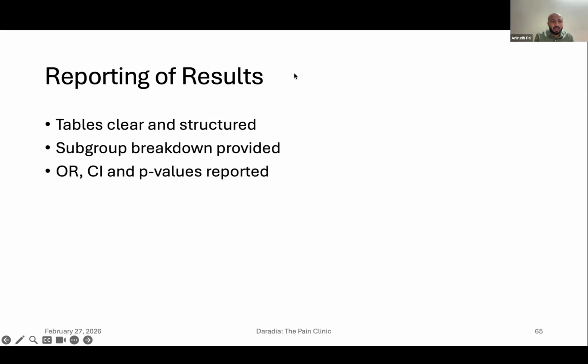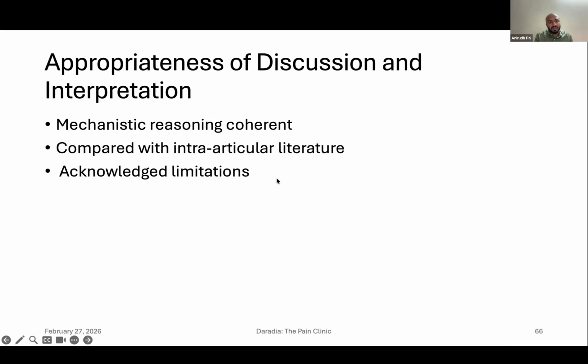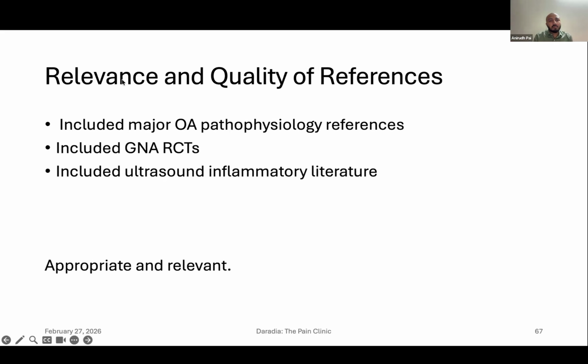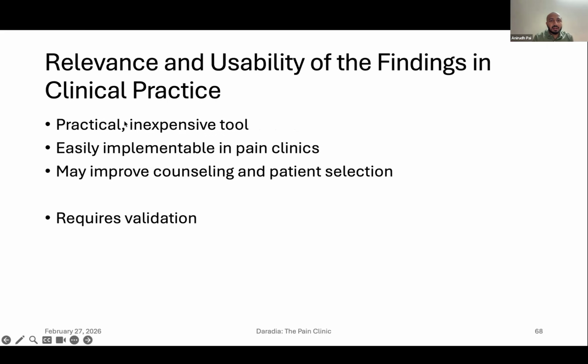Data analysis was appropriate. The results were also reported in a clear manner, and in the discussion they acknowledged the limitations. And on usability of the findings in clinical practice: whatever they found in this study is quite practical, and it's an inexpensive tool. It is easily implementable in pain clinics and may improve counseling and patient selection.